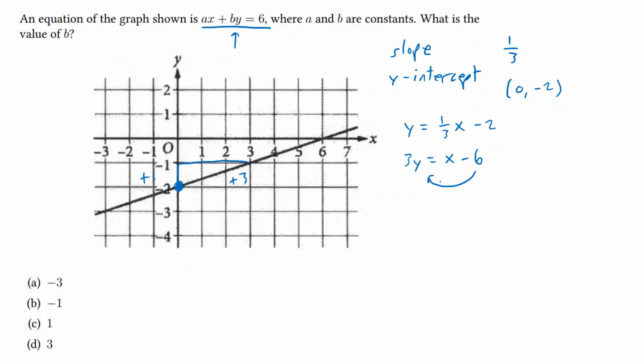If we add 6 to both sides and subtract 3y from both sides, we obtain 6 is equal to x minus 3y. Notice this is in the form that is desired. The coefficient of y is -3.